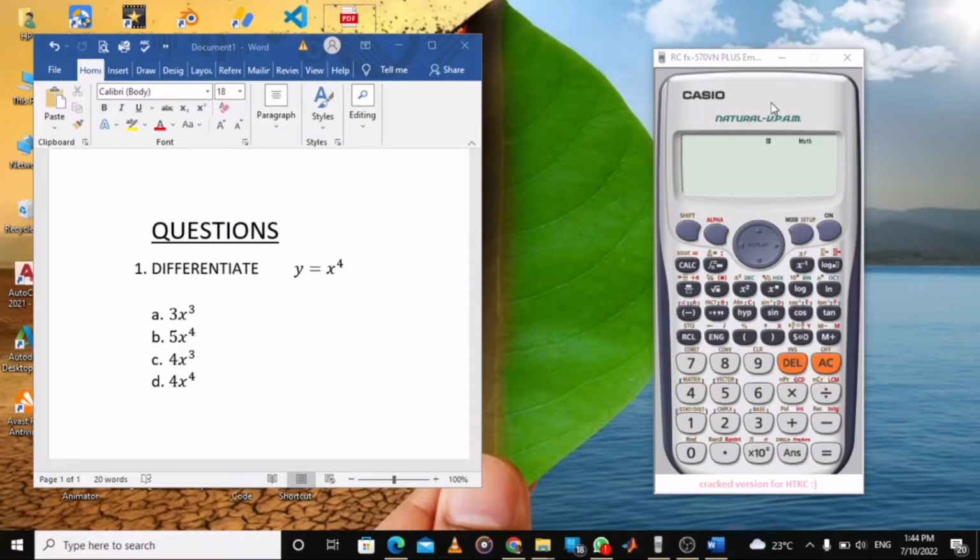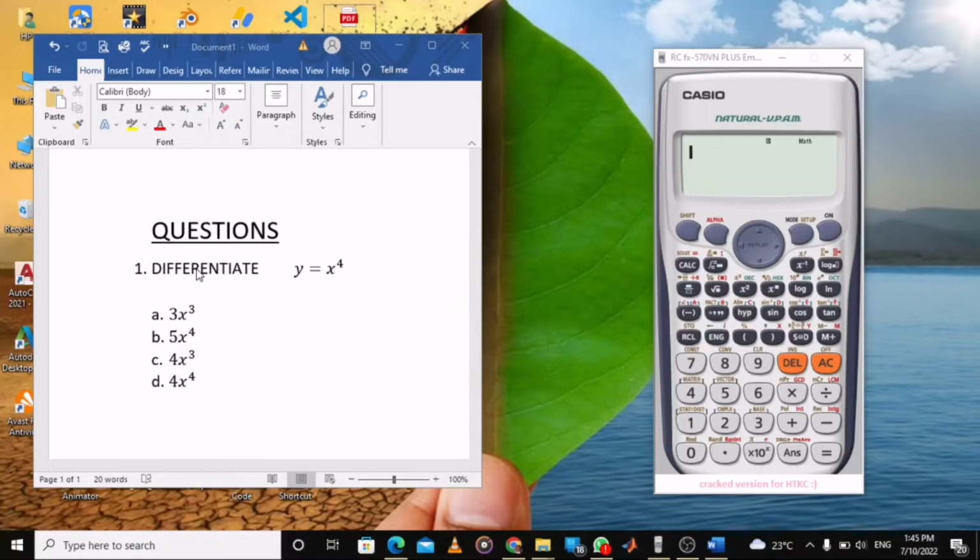So let's start with the first one. We are going to start with the one involving x. We have the x, the natural logarithm and the exponential. So let's go to the x. With this question, differentiate y is equal to x exponent 4. This is like an examination question and we're supposed to differentiate this and find the answer.